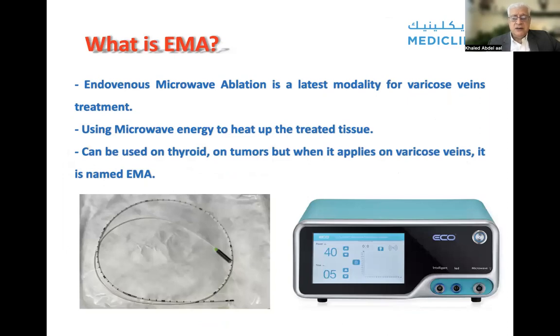The device consists of two components. The first one is the generator component with the magnetron generator inside of it. The second component is the catheter that we use to deliver the energy. This device can be used at several levels, like thyroid ablation or some types of tumor treatment. And finally, for the varicose vein.